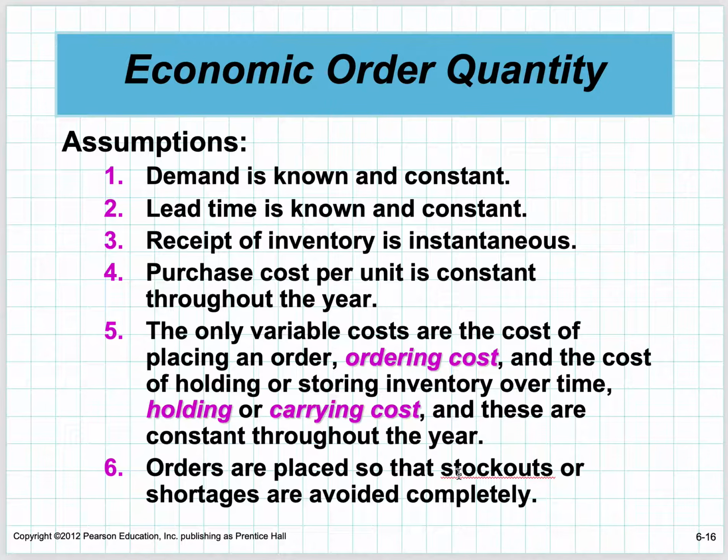The only variable costs are the costs of placing an order, ordering costs, and the cost of holding the inventory or storing the inventory, the rent the inventory pays. That's called holding or carrying costs. And these are constant through the year, so they don't change. Why not the actual purchase price of the items? We assume that's already been negotiated and it's fixed for the year. The fact that we know that the demand is known and constant and we've negotiated a price, we know that that's a sunk cost already. Orders are placed so that stockouts or shortages are avoided completely.